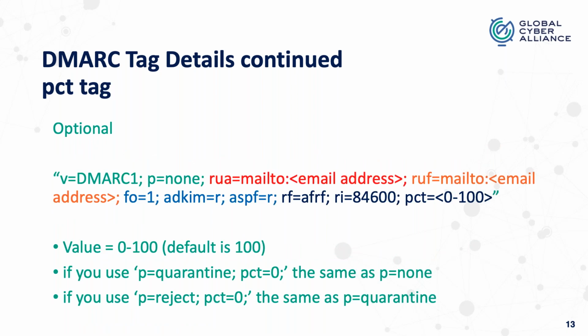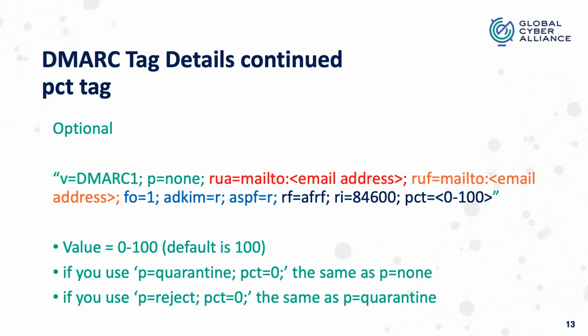Then there's the PCT tag, which is also optional again. What the PCT tag is going to do is define the percentage of messages impacted by the DMARC policy. Right, so your options for this tag is anywhere between 0 to 100, default being 100. So if you do not have the PCT tag in, that means that the policy applies to 100% of the messages.